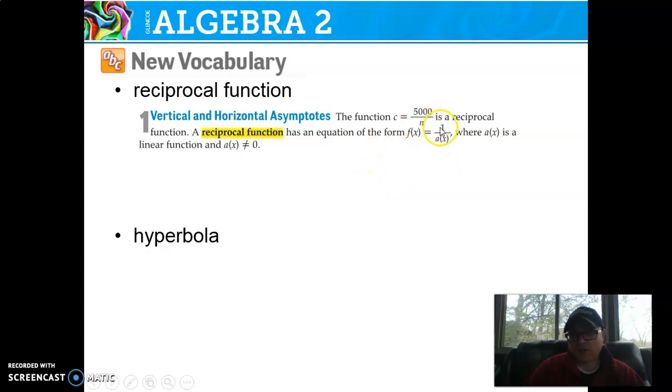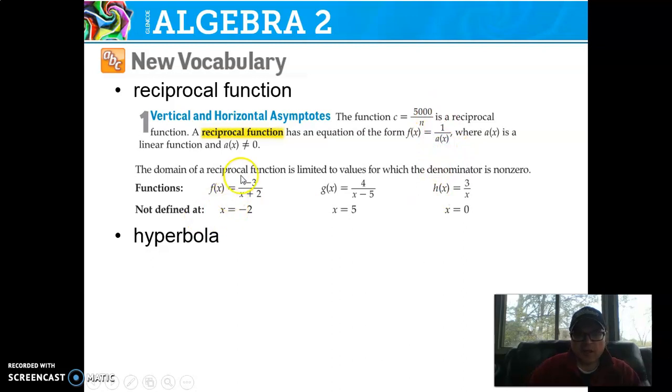A reciprocal function is something that looks like a fraction, 1 over a function or any number over some sort of function. So just some examples of domains. If you have -3 over x plus 2, notice it's not defined at x equals -2 because that's what makes the denominator equal 0, and you can't divide by 0.